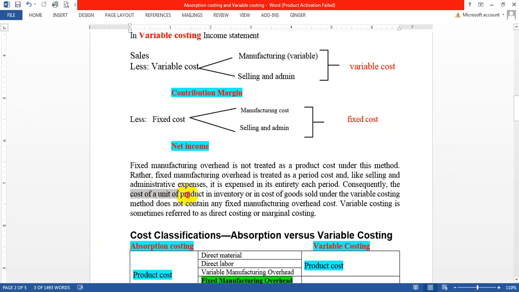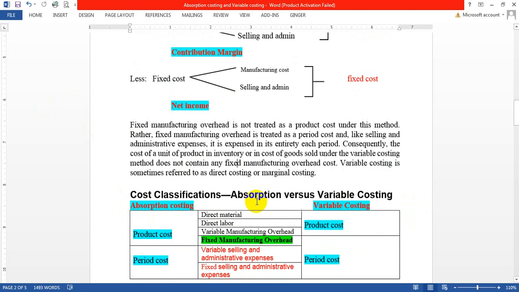Consequently, the cost of a unit of product in inventory, or cost of goods sold, under the variable costing method does not contain any fixed manufacturing overhead cost. In these two costs, the cost of goods sold and the unit product cost, we don't include the fixed manufacturing overhead cost. Variable costing is sometimes referred to as direct costing or marginal costing.